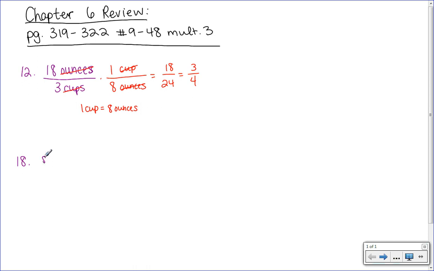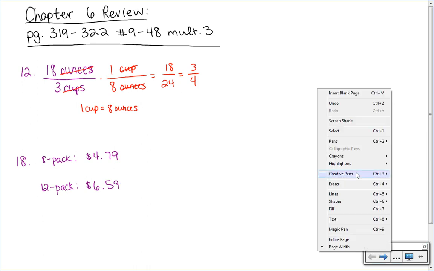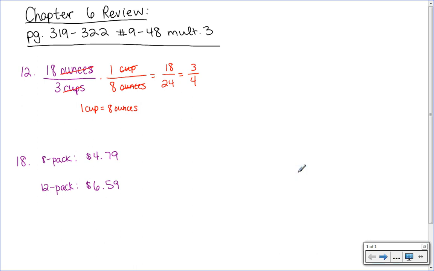So we have an 8-pack that is sold for $4.79, and a 12-pack that is being sold for $6.59. So let's find a unit rate for each of these. So for the 8-pack, we have $4.79 divided by 8.